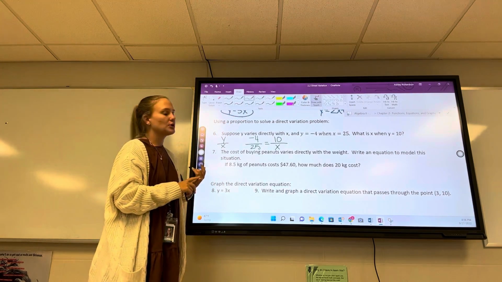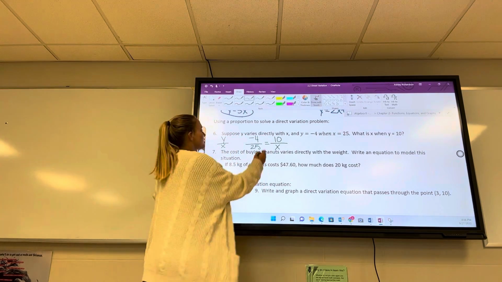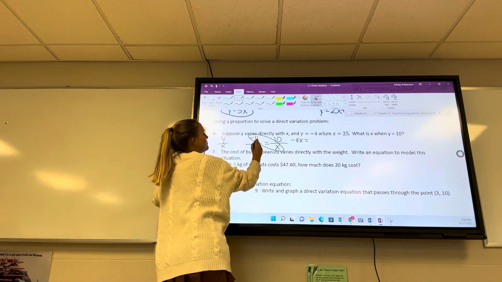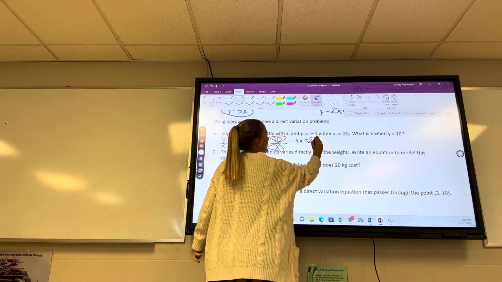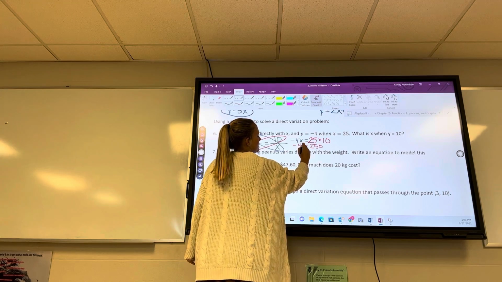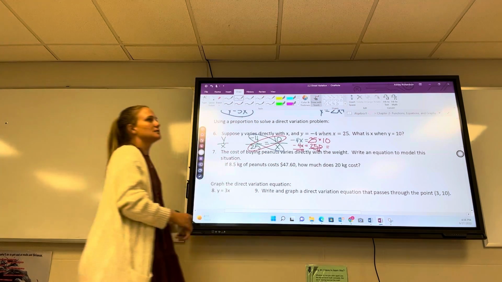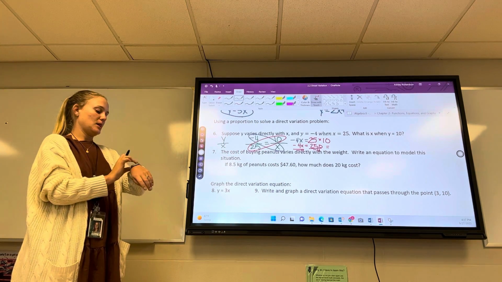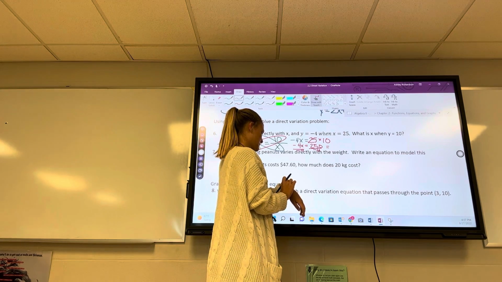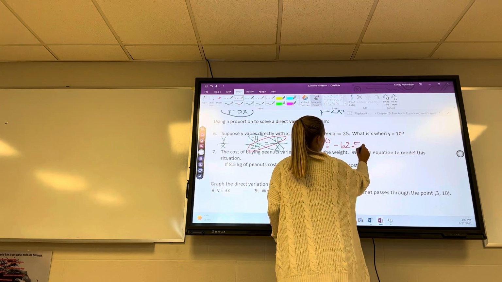So with proportions, you can look and see if there's a pattern. I don't see any good pattern from -4 to 10, like to multiply by. So I'm going to cross multiply to solve it. So I have -4x equals 25 times 10. 25 times 10 is 250. And then I would divide by -4. 250 divided by -4 is 62.5. And it's going to be negative, so -62.5.